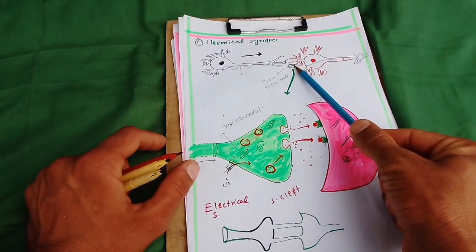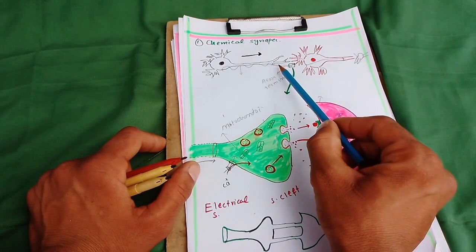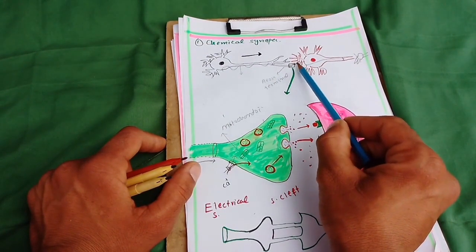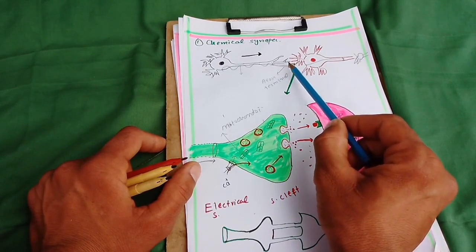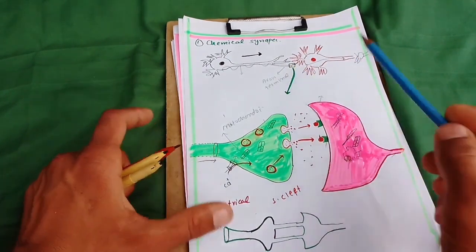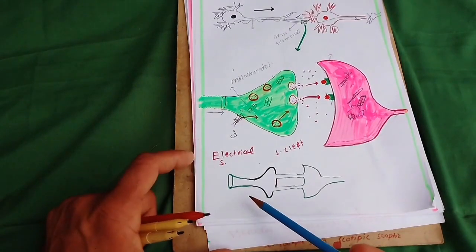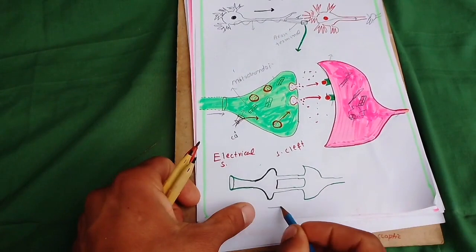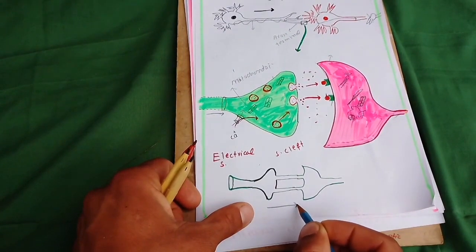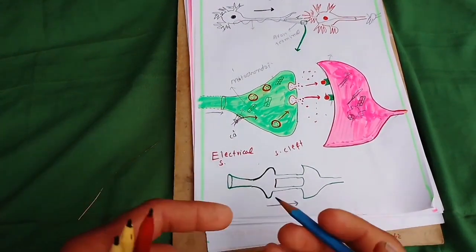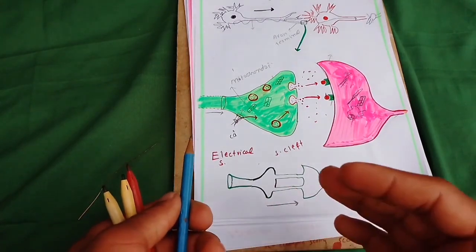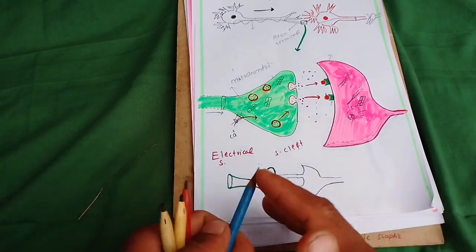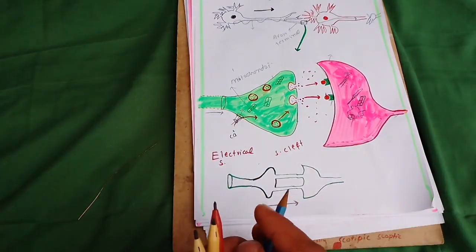The chemical synapse is called so because the message is transferred from one neuron to another with the help of a chemical, which is called a neurotransmitter. This is the direction of the message. In the electrical synapse, the message is passed from one neuron to another with the help of electrical activity. This is not chemical activity. Here the chemicals are not released.